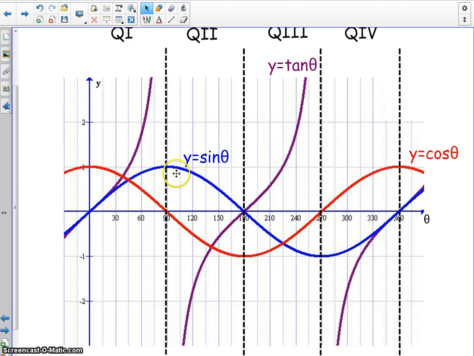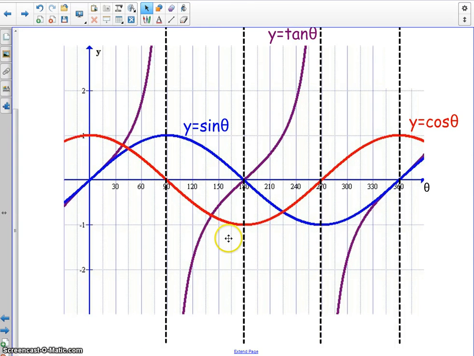In quadrant 2, the sine graph is above the x-axis, the other two are below, so sine is positive. In the third quadrant, tan is positive, the other two are negative, and in the fourth quadrant, the cosine graph is above the x-axis, the other two are not. So, a nice little visual representation of why the CAST rule is what it is.